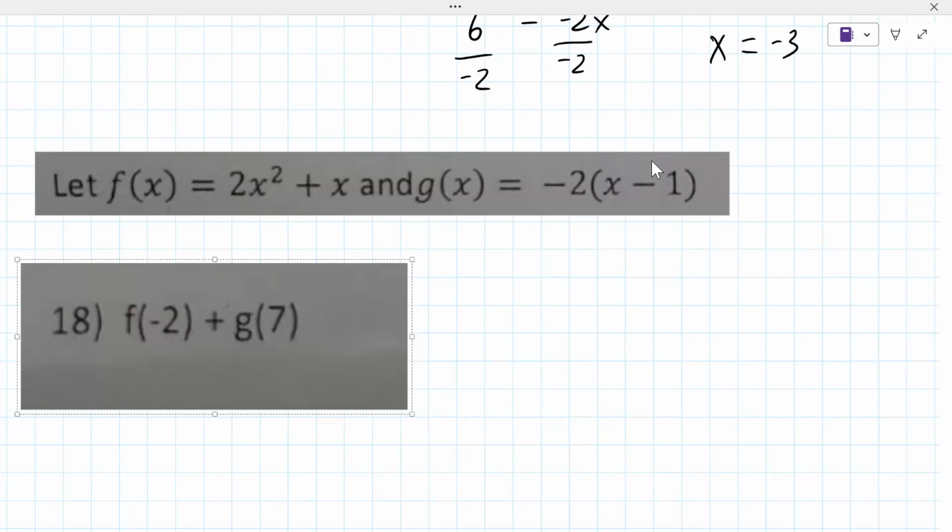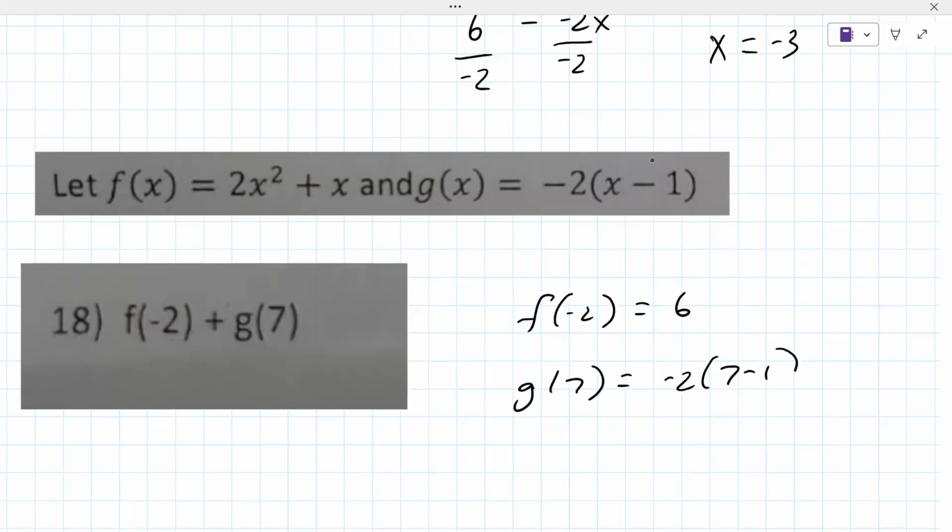I got -6. For the whole thing. Okay, so we found earlier that f of -2 was 6, I believe. And then g of 7, -2 times 7 minus 1 is -12. 6 plus -12 is -6. All right, very good. I'm going to suggest we not do 19. It's kind of out of scope for us.